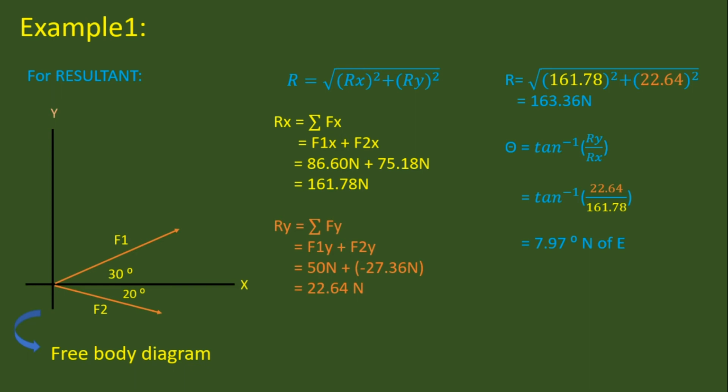Ngayon, yung direction, we get the angle of the direction. We have the tangent inverse ng Ry over Rx. Parang lang din Pythagorean theorem, or the SOHCAHTOA. So we have the tangent inverse ng 22.64, which is yung y, over rise over run, which we have the Rx, which is 161.78. So we get 7.97 degrees north of east, meaning nasa first quadrant siya. So yung direction kapag hinilan ng forces na yan, nasa first quadrant with an angle of 7.97 degrees. So yan yung magiging direction niya in a single force.